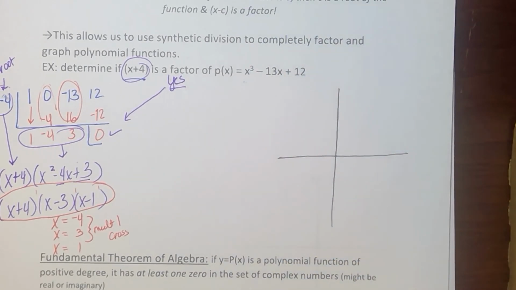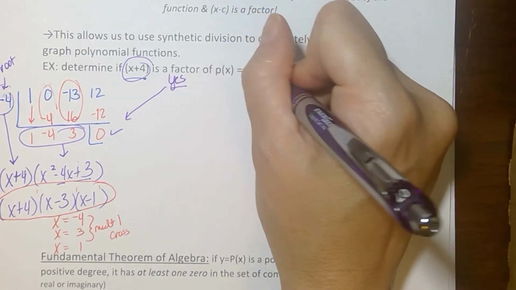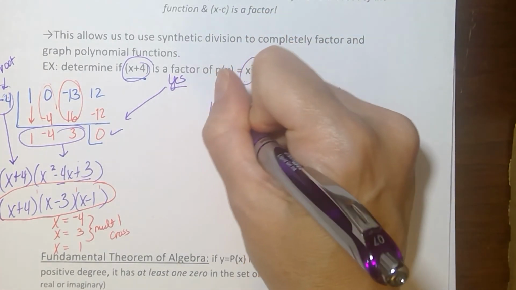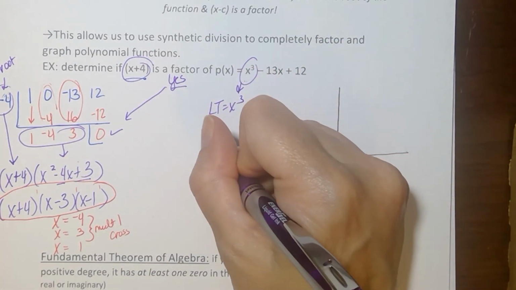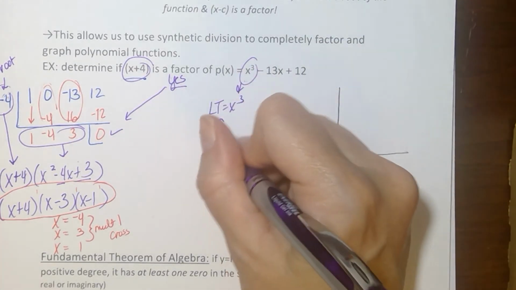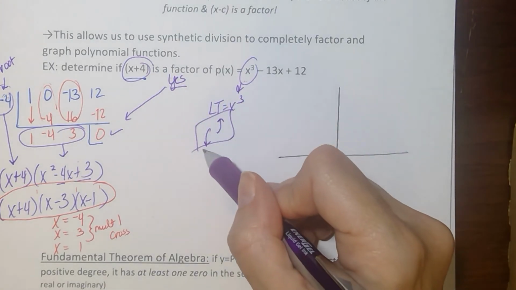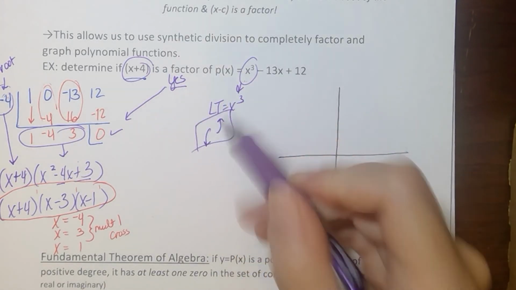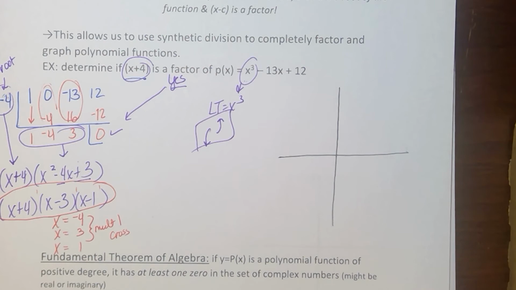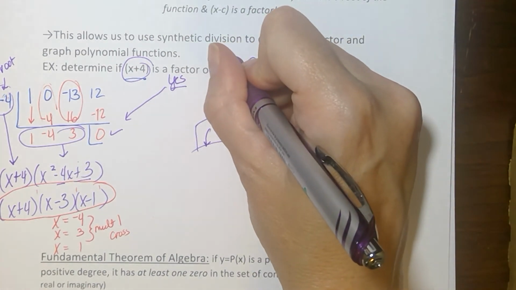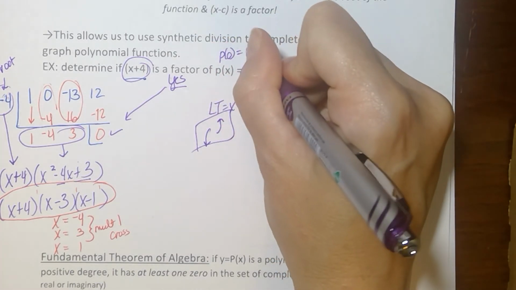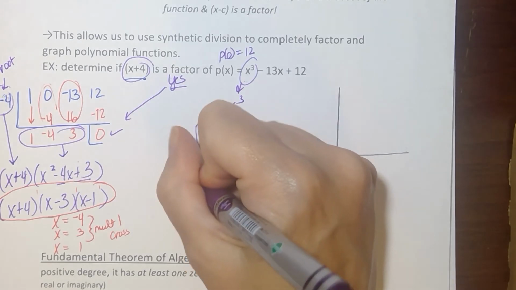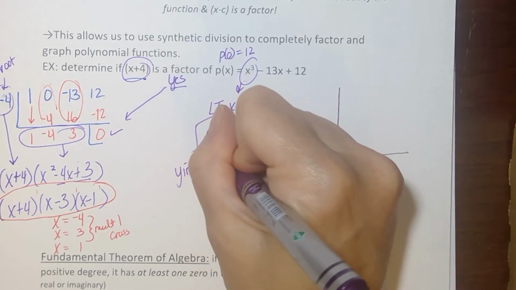We need to think about our leading term. Our leading term is x cubed. So our behavior again, just like the last example, because we have a positive coefficient and an odd exponent, our behavior is to start low, finish high, an overall positive increasing function. Y-intercept, if x was 0, so find p of 0, I get 12. So my y-intercept is at (0, 12).